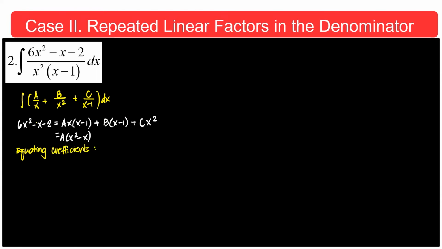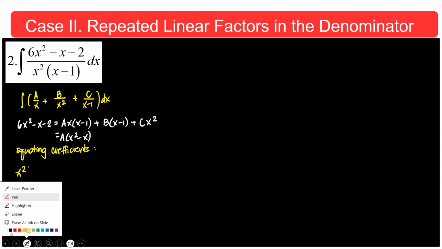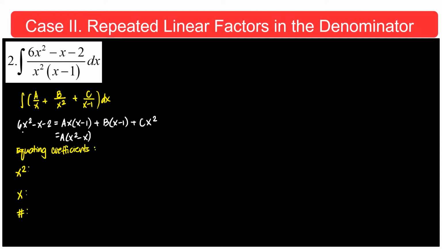The highest power that you see in the line is an x squared. Next, followed by the x's, followed by the constants. Okay, for x squared, what's the coefficient on the left? It's negative 6. What about here? A. Wala sa B, pero meron tayo sa C.